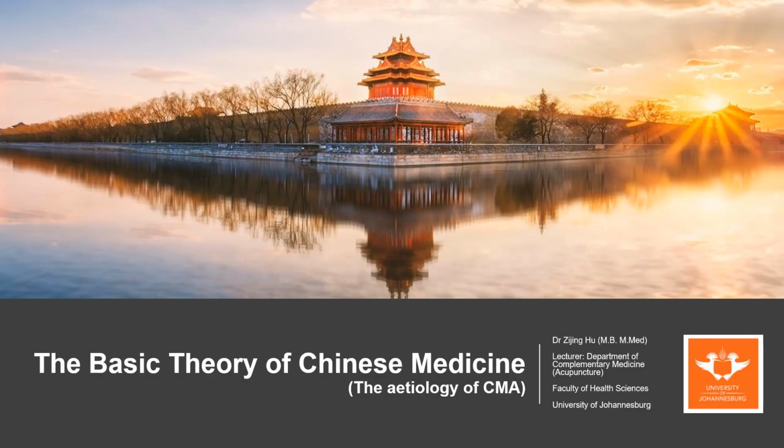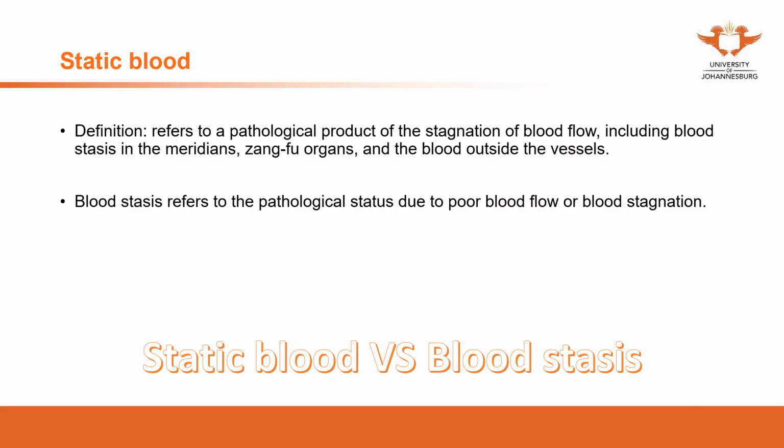Hello everyone. In this video, we're going to study another pathological pathogen, static blood. Static blood refers to a pathological product of the stagnation of blood flow, including blood stasis in the meridians, 脏腑 organs, and the blood outside the vessels.